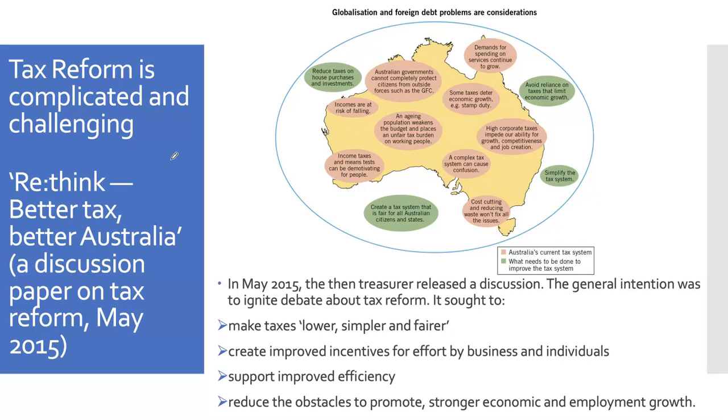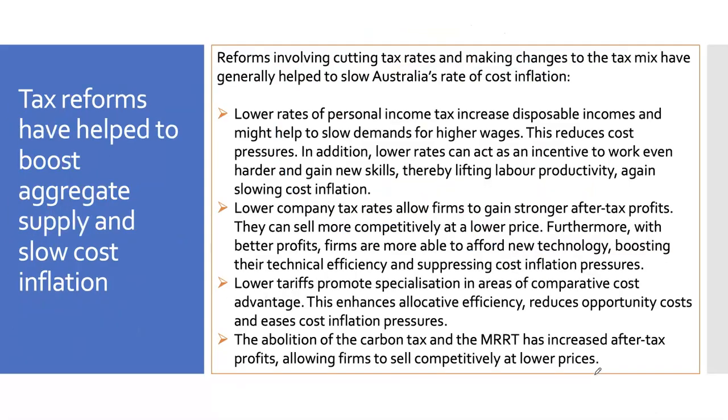Not only that, in 2015, a similar review was done in the Re:think, Tax Discussion Paper. And if you pause this, you'll see that some of their recommendations, not all of these have been implemented, but the general intention of what tax reform should do was talked about there. It said that we should be having taxes that are lower, simpler and fairer, and increase incentives for effort. So we want businesses and individuals to not feel overtaxed, so they put effort in. And we want to create a tax system that supports efficiency. And if we do those things, aggregate supply should increase.